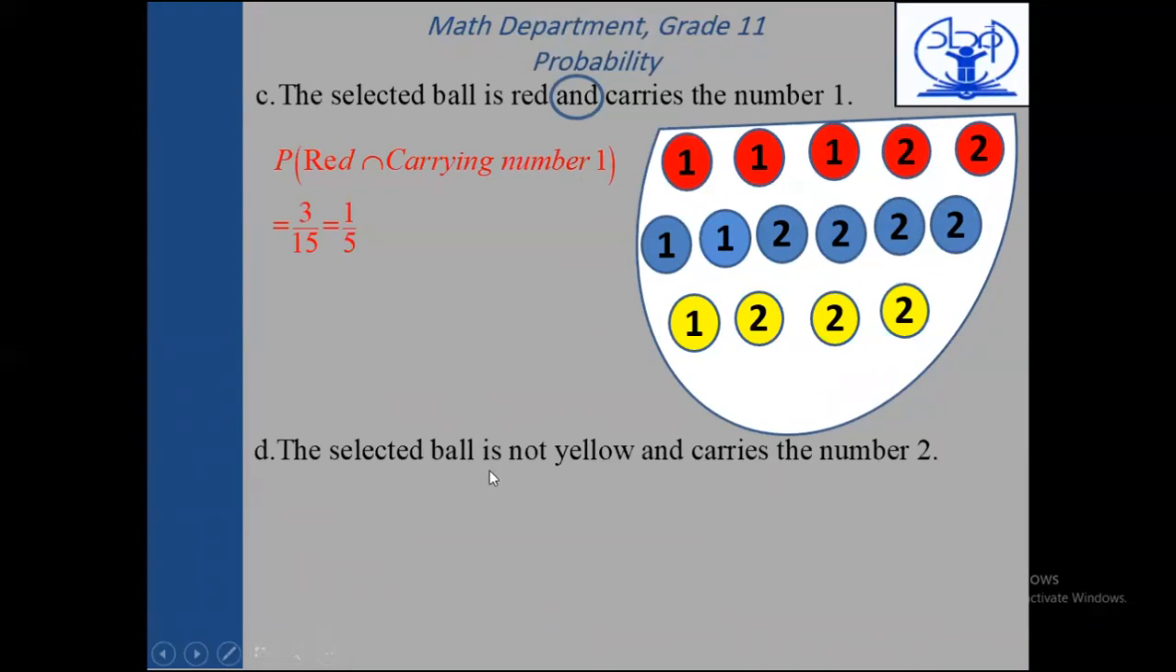The selected ball is not yellow and carries the number 2. So the ball must be not yellow, which means it has to be red or blue, and it must be carrying the number 2. The balls are very clear. There are 6 such balls. 6 over 15, which is 2 over 5.